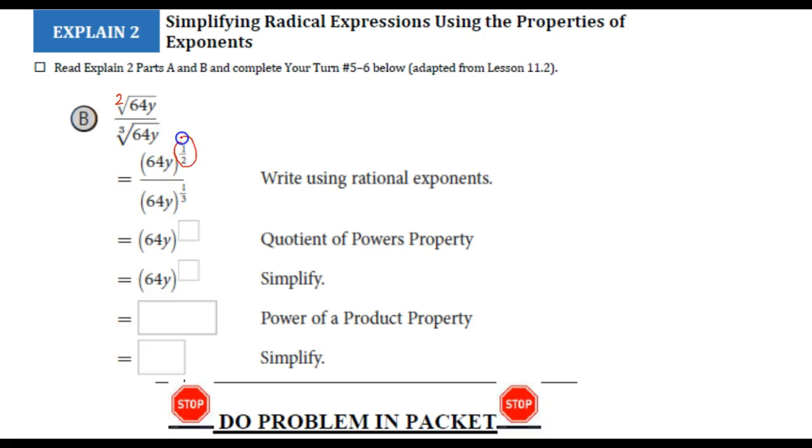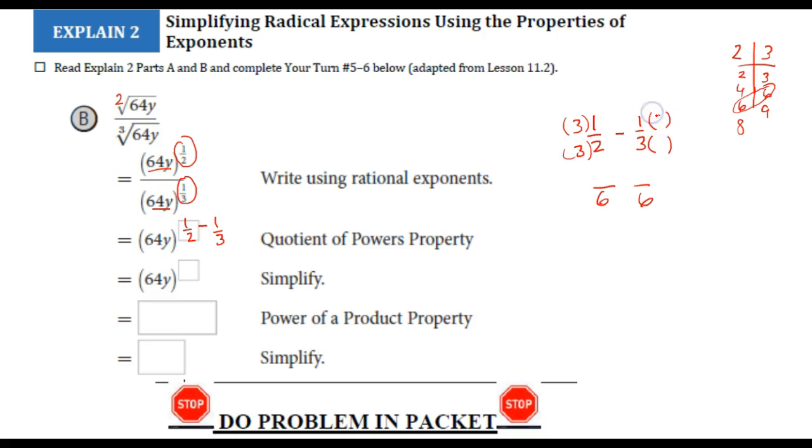The next thing we can do is, since we do have the same base, 64y, we can subtract those two exponents. So we can subtract 1/2 take away 1/3, the numerator's exponent minus the denominator's exponent. If you forgot how to subtract fractions, here's a little lesson in that. The denominators are not the same, so we have to make them the same. Our least common denominator, if I do my times tables, 2, 4, 6, 8, and 3, 6, 9, looks like 6. We would multiply 2 by 3, and we would multiply 3 by 2. So that would be 3 and 2. Now we can subtract them. 3 take away 2 would be 1/6. So that'd be to the 1/6 power.